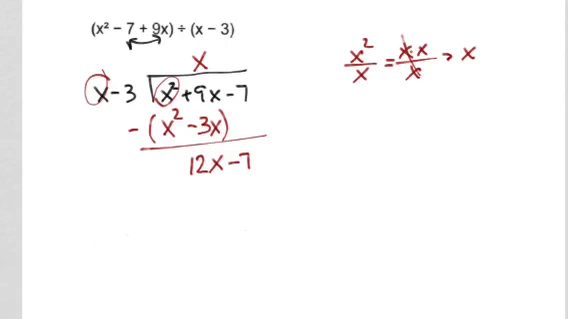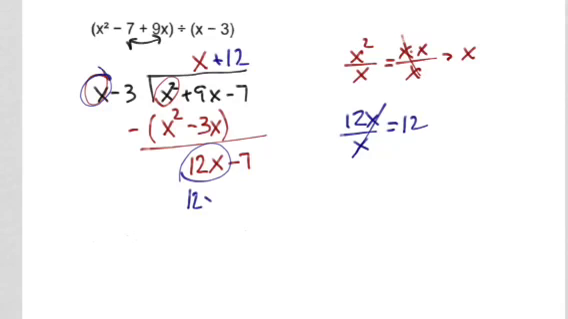Now we're working on this part and this part, the first part of each polynomial that we're dividing. So we want a 12x and we divide it by x. The x's cancel and that just gives us 12. So this next number here is going to be positive 12. Now multiply them out. 12 times x makes 12x, and 12 times negative 3 will make negative 36.